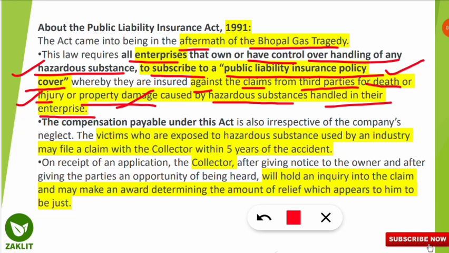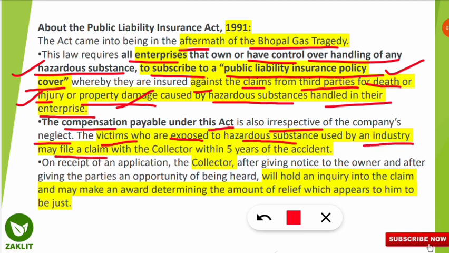So what is the compensation? The compensation payable under this act is also irrespective of the company's neglect. So the company should not say that it was not our negligence, so it is responsible for that particular company. So the victims, those who are facing trouble from the hazardous substance or who are exposed to the hazardous substances used by an industry, may file a claim.